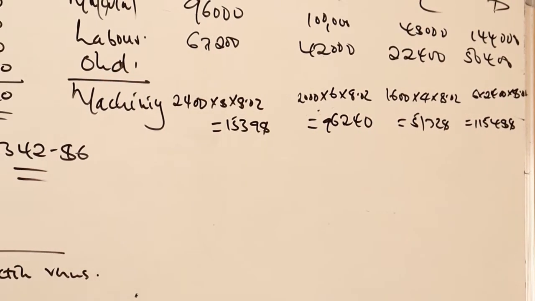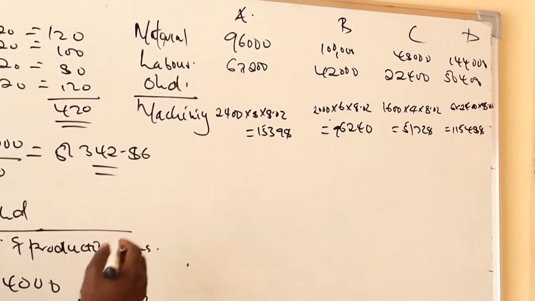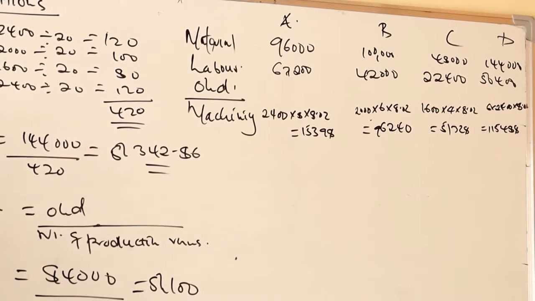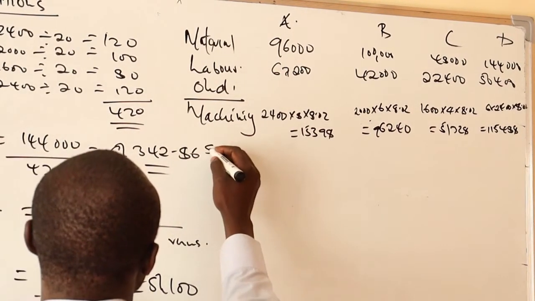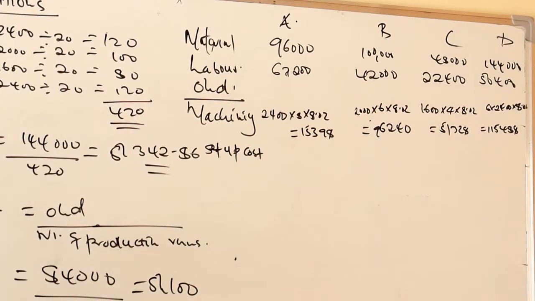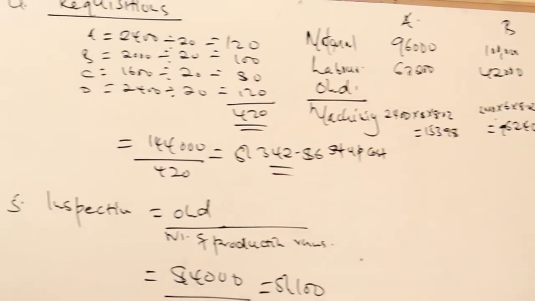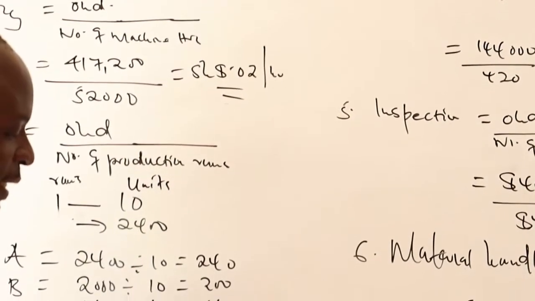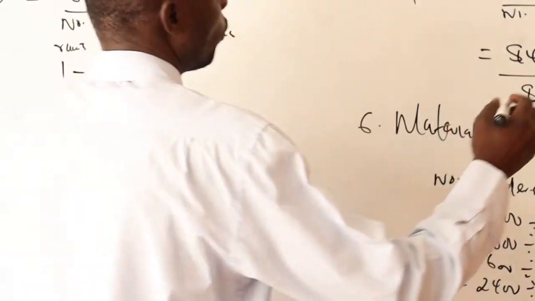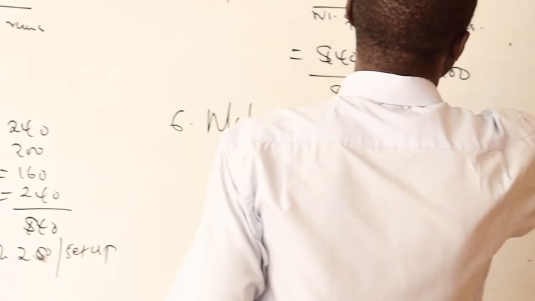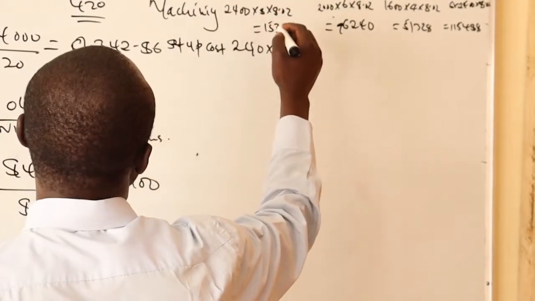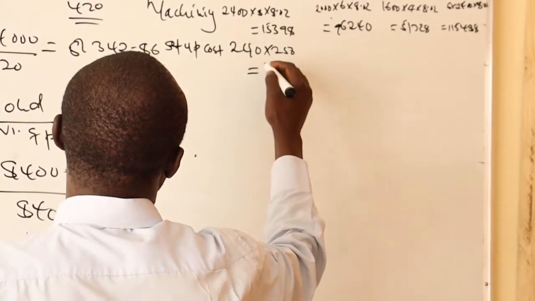Then we have setup cost. After machining, we have setup cost. So we come here and say setup cost. We have been told the setup was 250 per setup. So the total number of setups for product A was 240. So it's going to be 240 here. You multiply by 250, you get the answer here.